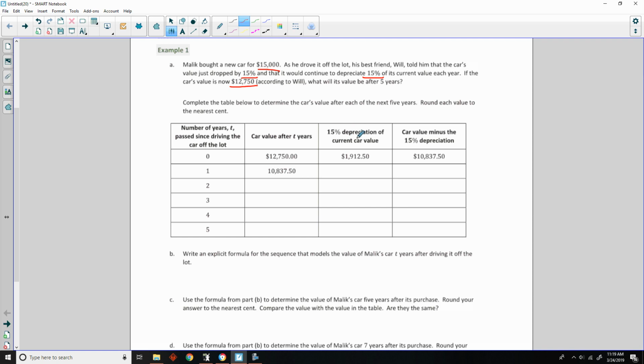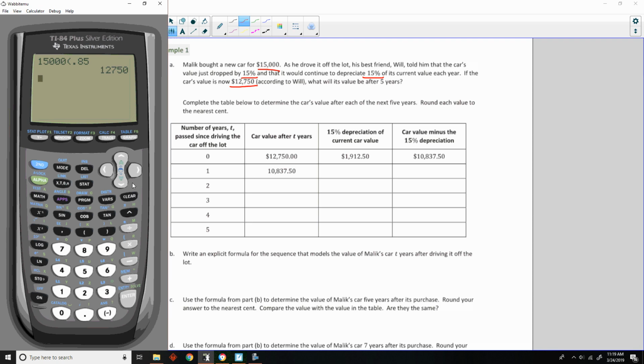15% depreciation of the current car value was $1,912.50. Well, where did that come from? That would have been the 15,000 times 0.15, and that's 2,250. Oh, the current car value.